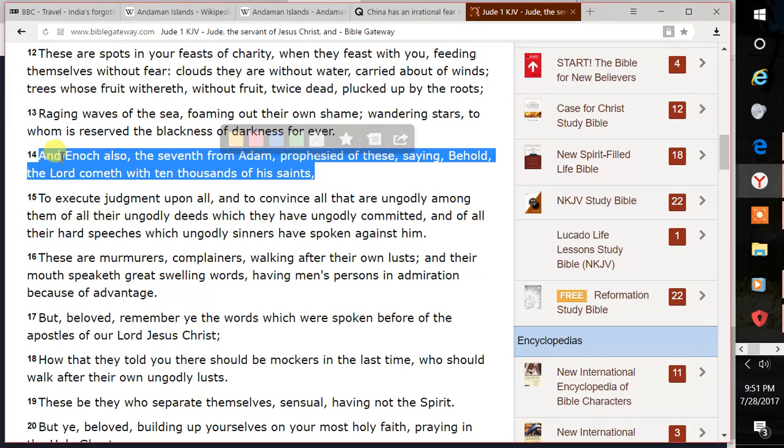It says, and Enoch also, the seventh from Adam, prophesied of this, saying, behold, the Lord cometh with 10,000 of his saints, to execute judgment upon all, and to convince all that are ungodly among them of all their ungodly deeds which they have ungodly committed, and of all their hard speeches which ungodly sinners have spoken against him.